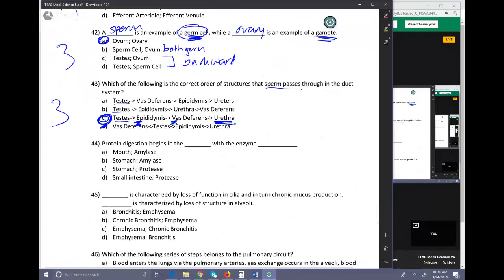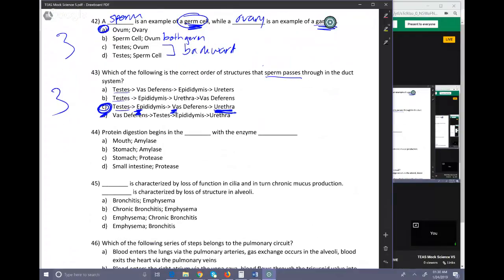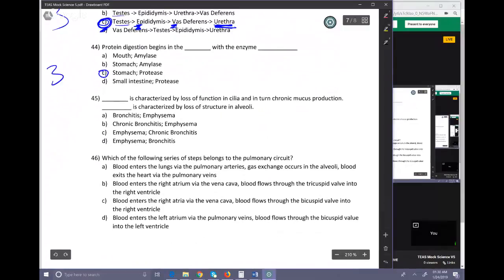44, protein digestion begins where and with what enzyme? In the stomach with protease. That is anatomy 3. 45, blank is characterized by loss of function in cilia and in turn chronic mucus production.